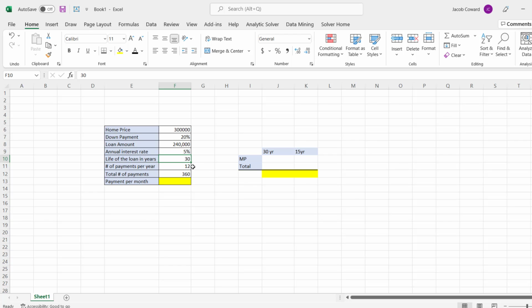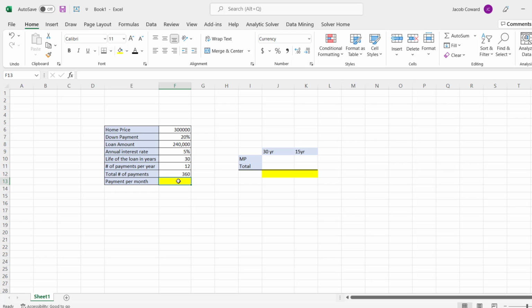And then number of payments per year. There's 12 months in a year. You make 12 payments a year. So that's how that goes. You can make more than that, of course, but you're expected to make at least 12 a year. Total number of payments, again, 12 times 30 equals 360. And I have that in a formula again, so that when we change things around, it'll automatically update for us.